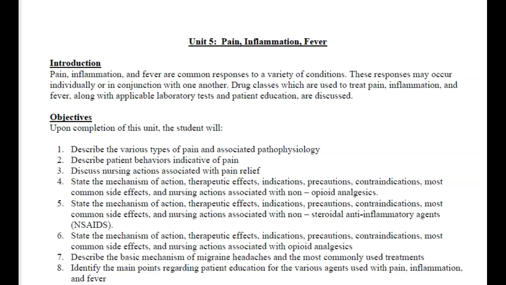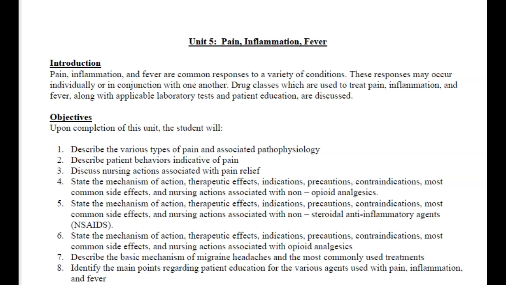Unit 5 is about pain, inflammation, and fever. So pain, inflammation, and fever are common responses, and for the most part, they're expected responses from different conditions, such as infection and other things going on in our body. These responses may occur individually or together with one another.